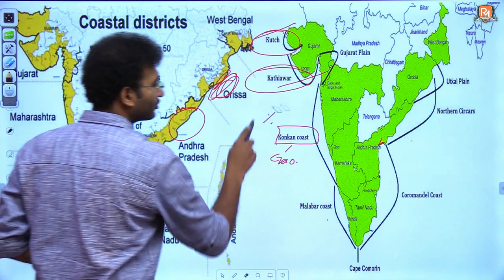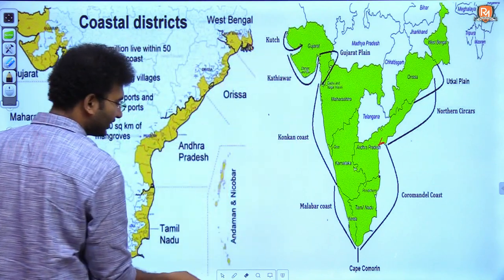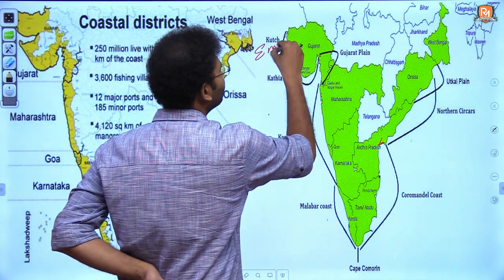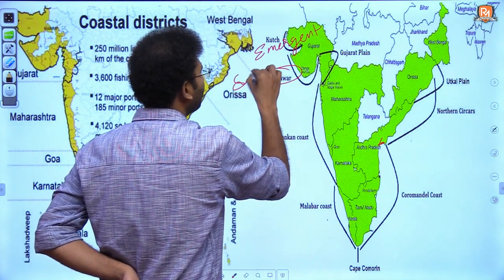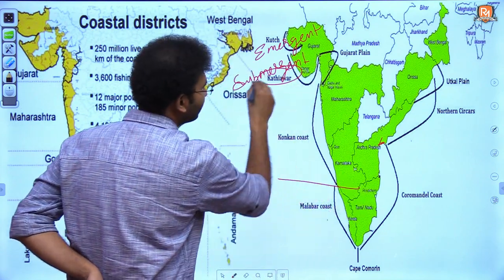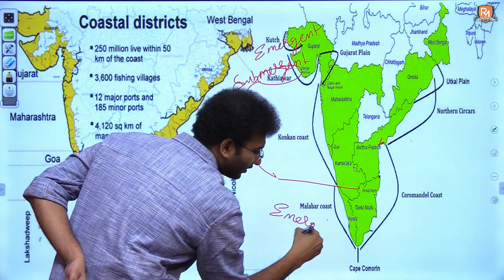These are the names of the coastal plains. And here also you have to understand what are the submergent coast and what are the emergent coast. Okay. There are some emergent coasts. Kutch is your emergent coast. Kathiawar is your submergent coast. Okay. Until Konkan coast, this is all submergent coast. Now come to Malabar. This is emergent coast.